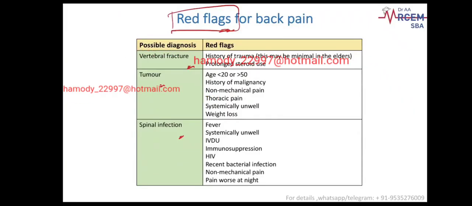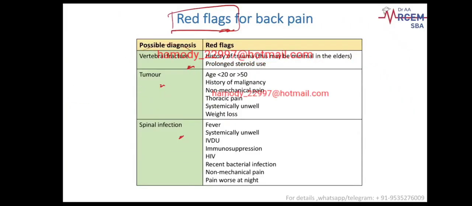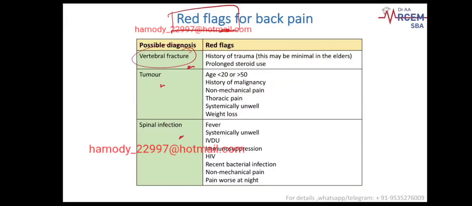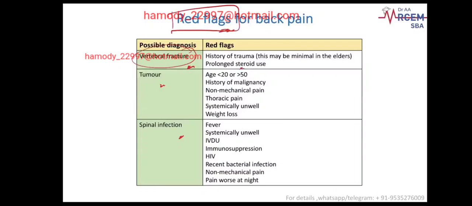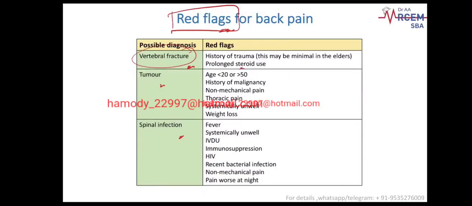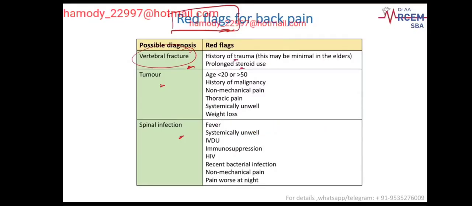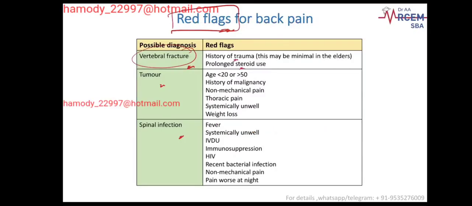So the things you need to look out for are vertebral fractures. A trivial trauma can result in a vertebral fracture. Where can you see this? Anyone who is taking prolonged steroids can develop osteoporosis, predisposing to a vertebral fracture. With a history of trauma, obviously you can suspect a vertebral fracture in those conditions.